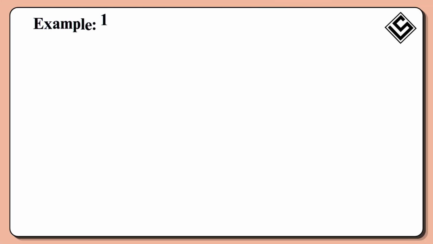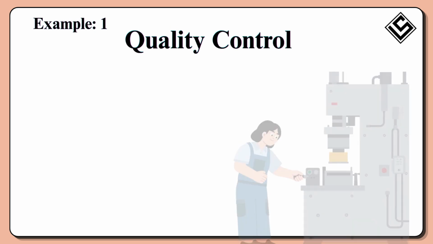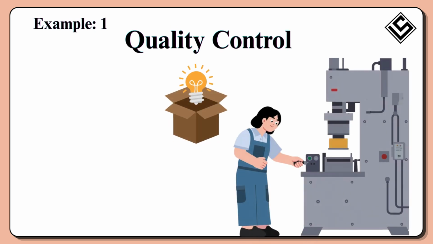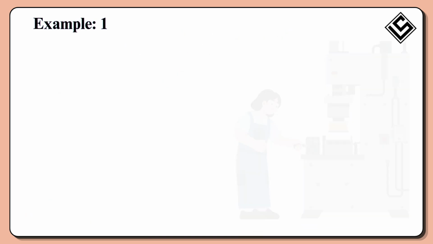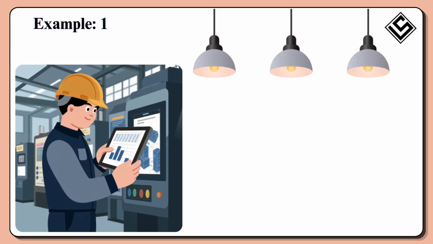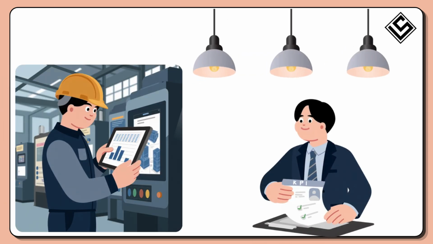Let's look at two real-life examples. First, quality control. Imagine a factory produces 100,000 light bulbs every day. Testing every single bulb would take too much time and cost too much money. So, engineers test only a small sample of bulbs. If the sample meets the quality standards, they can confidently make decisions about the entire batch.